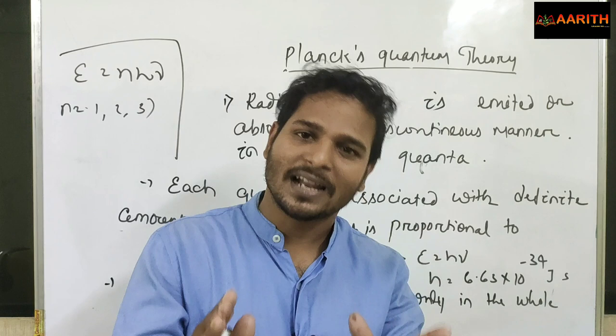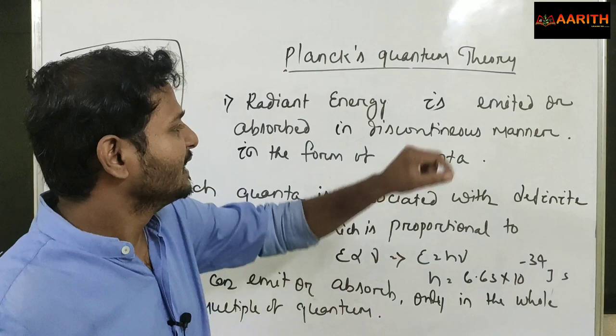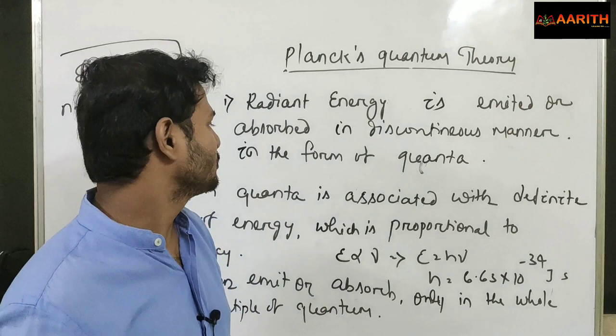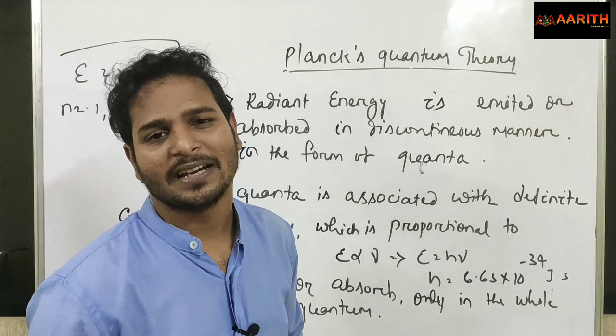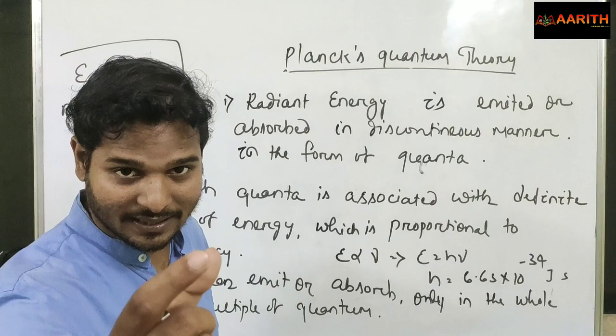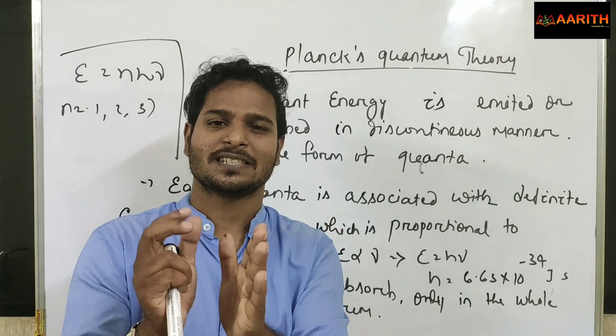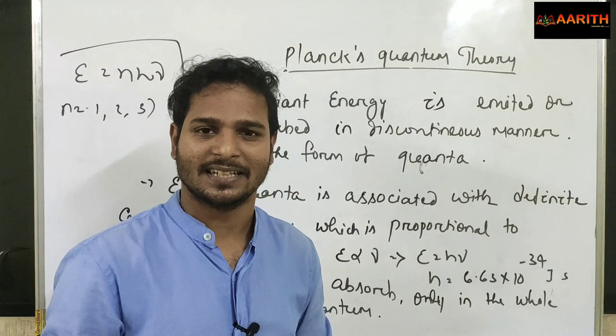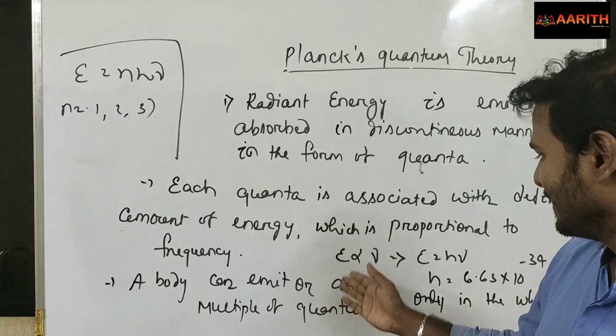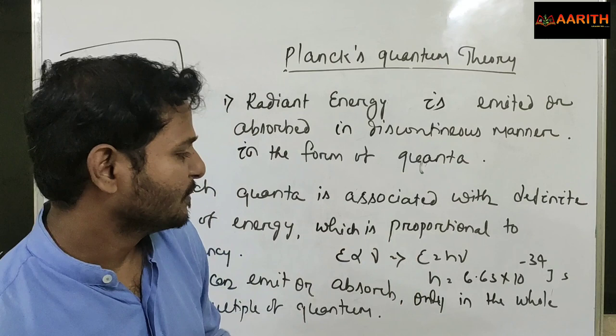So the first point: radiant energy is emitted or absorbed by a body in a discontinuous manner, in the form of packets called quanta, and in the case of light that is the photon. The second point: each quantum, each packet, is associated with a definite amount of energy, a fixed, quantized amount of energy, which is proportional to its frequency. So the formula is E proportional to nu, E equal to h nu. h is Planck's constant, and remember its value, 6.63 into 10 to the minus 34 joule second.